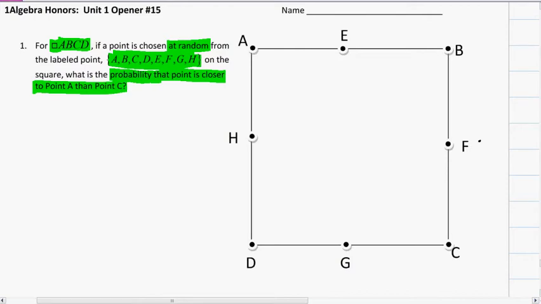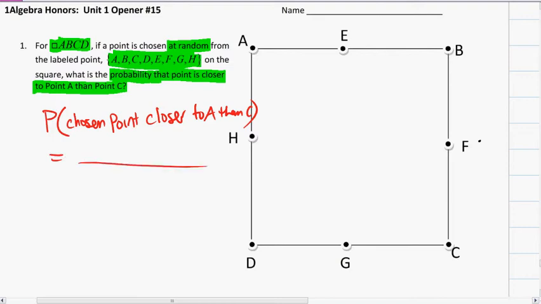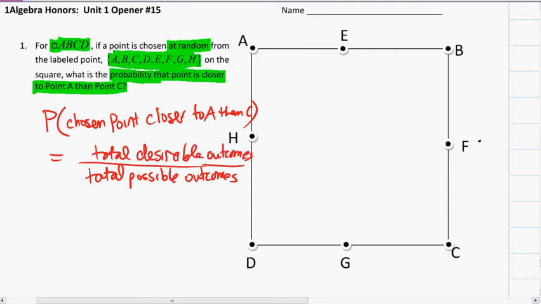Alright, so probability. The probability that a chosen point is closer to A than C, which is a long way of writing it, is equal to, we have to look at the total possible outcomes, things that can happen, and we're going to look at the total desirable outcomes, the ones that meet what we're looking for.